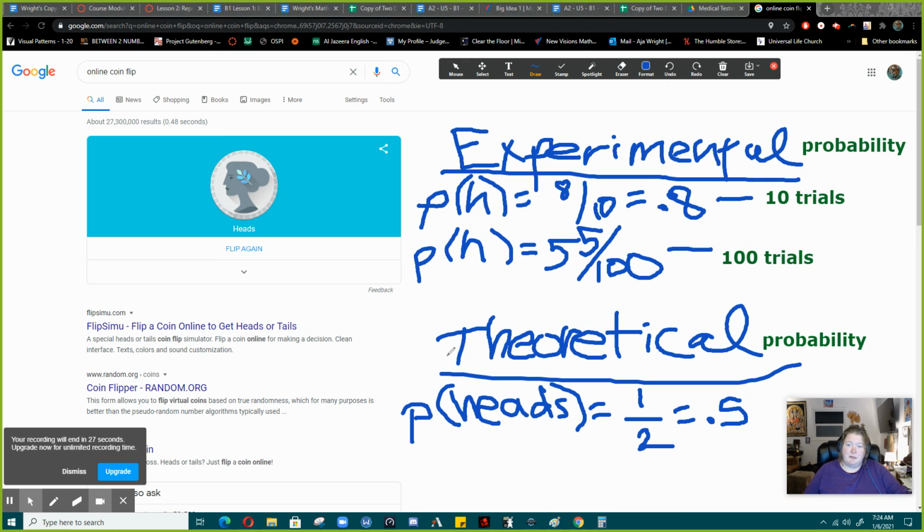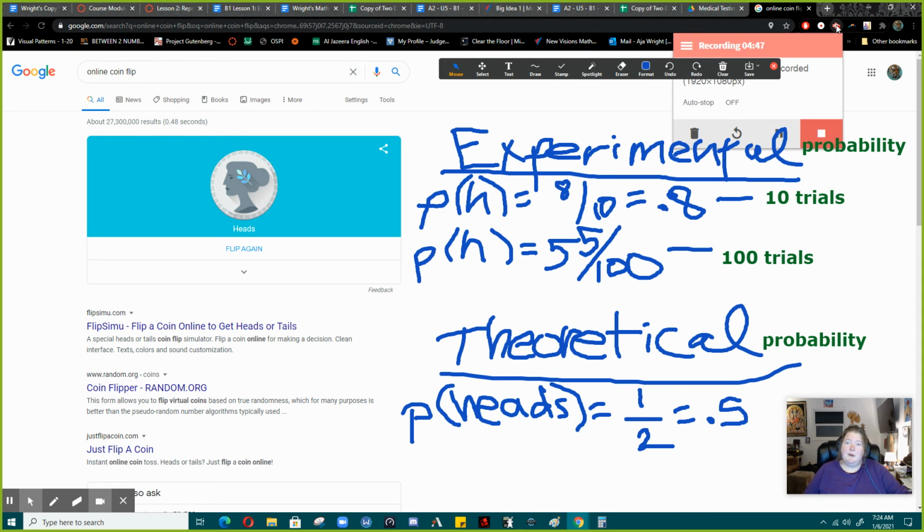For experimental, it's actually based on what happens when you do an experiment. And the more trials you do, the closer your experimental will come to your theoretical.